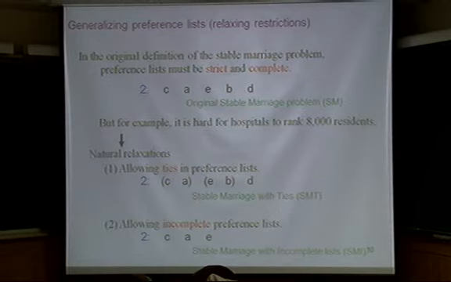And the second one is to allow incomplete preference lists. So in this relaxation, for example, the man 2 likes women C, A, E in this order. But he wants to be single. He would rather be single than be matched with B or D. In that case, preference lists can be incomplete. And I use SMI for this problem. And from the next, I will show some known results for each of them.